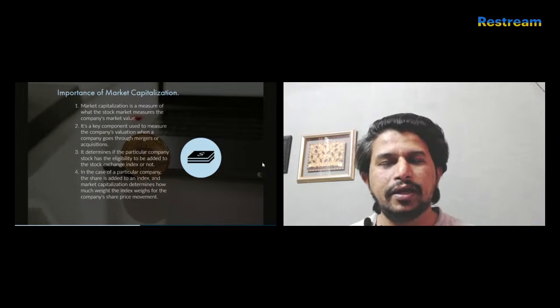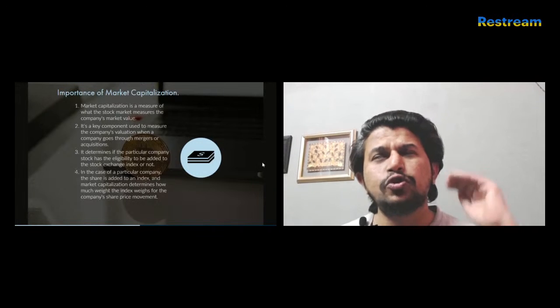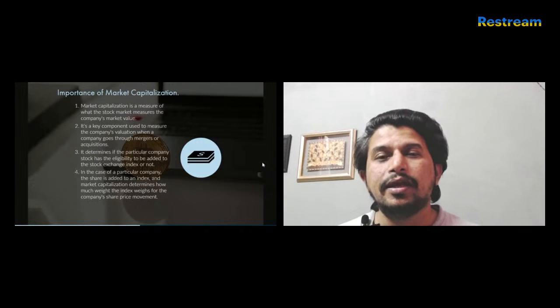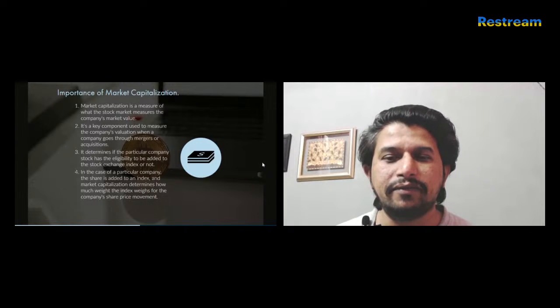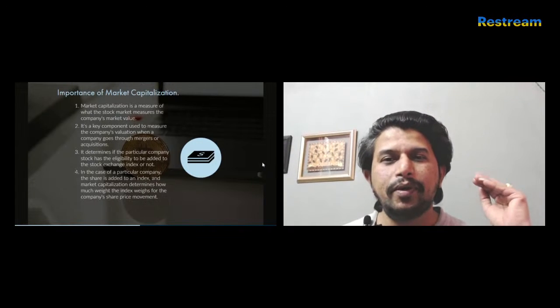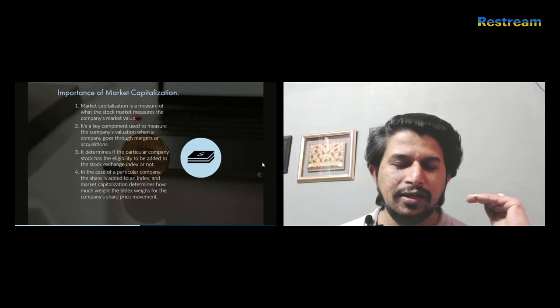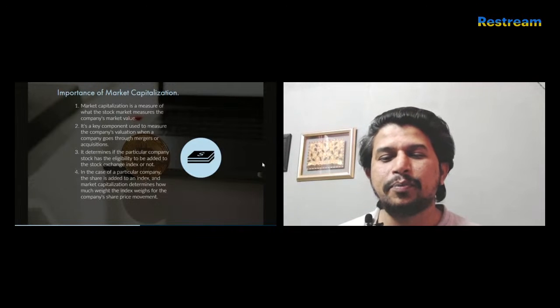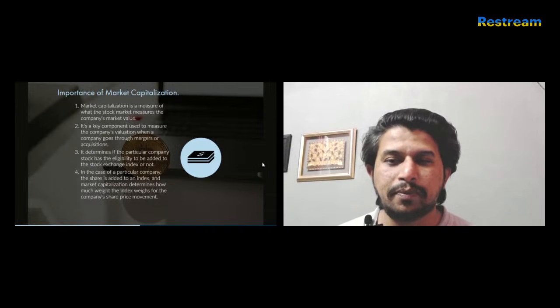Reliance weightage is given at 10.2%. For example, if Reliance goes up by 100 points, then the market, that is the Nifty, actually goes up by 10.2 points. So that's the weightage given. So according to the market cap, the indexes and the stock exchanges list the stocks. In case of a particular company, the share is added to an index and the market capitalization determines how much weight the index gives to the company's share price movement.